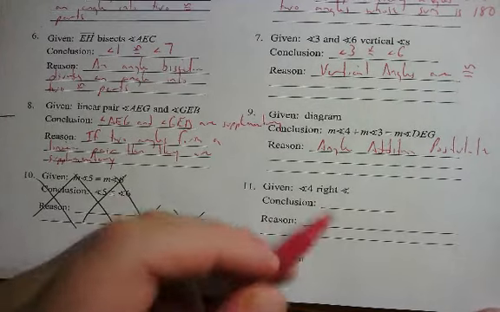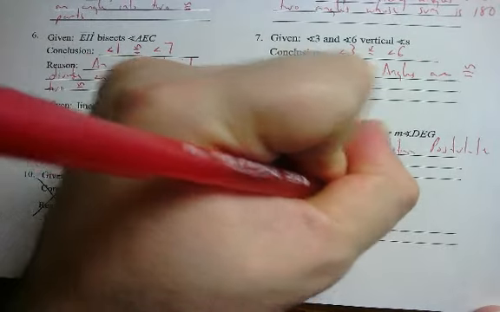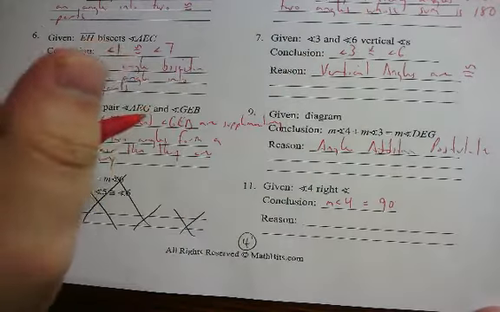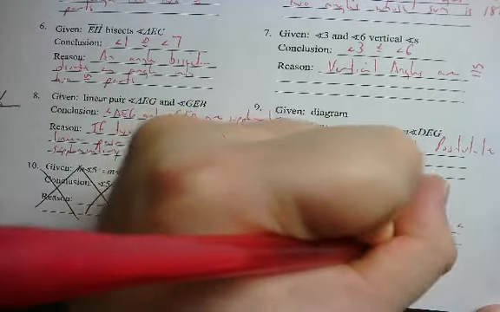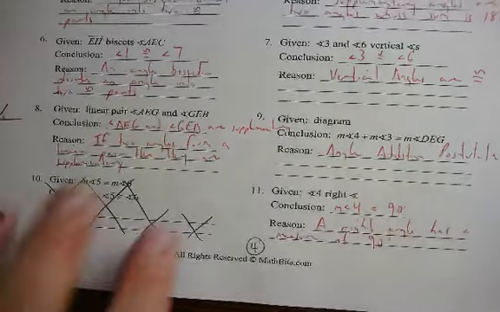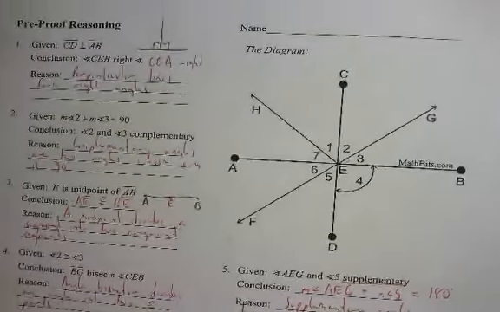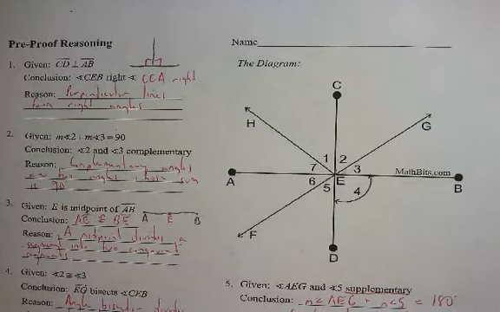Given angle 4 is right, what can we say? Well, if it's a right angle, we know the measure of angle 4 is 90 degrees. And the reason is a right angle has a measure of 90 degrees. Okay, so that completes page 4 of your classwork.